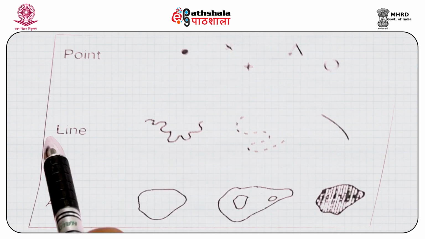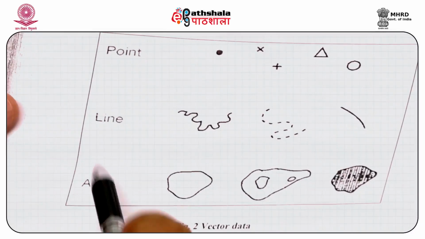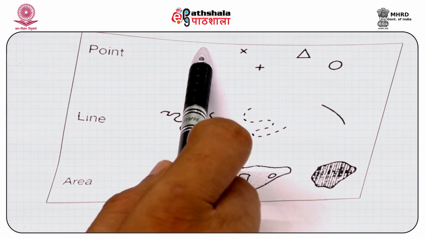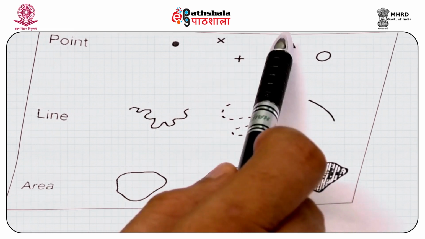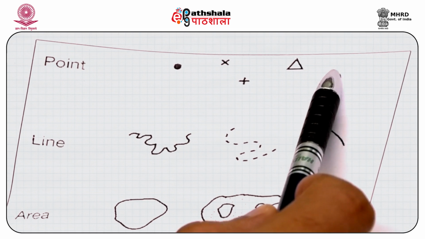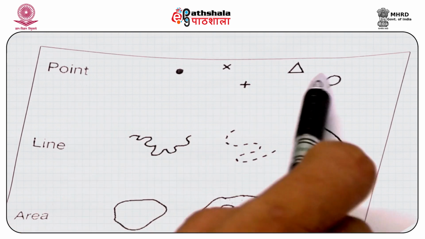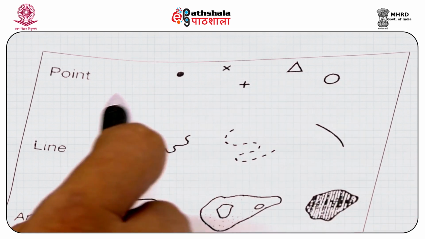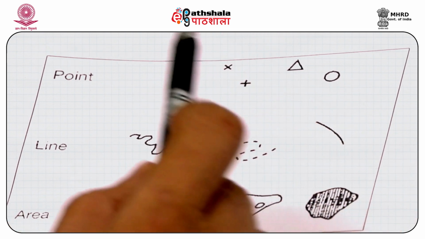Figure 2 shows vector data, wherein I have talked that vector data could be in the form of point, it could be in the form of line, it could be in the form of area. Now, if you see the point, one is a dot point, it is a cross point, it is a triangle point, it could be a circular hollow point. So, all these points you can use to represent data, that is in the form of point, that is vector data.